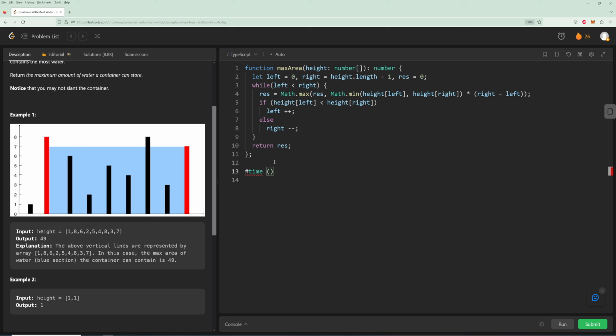For the time, we are basically doing a shrinking two-pointer situation, I guess it's not a sliding window. That's going to be O of n, because essentially our left is going to meet our right at some point, and then we went through our whole array. And for the space, it's going to be O of 1 because we didn't make any other variables. We just made left, right, and result, so these are just constant space variables.